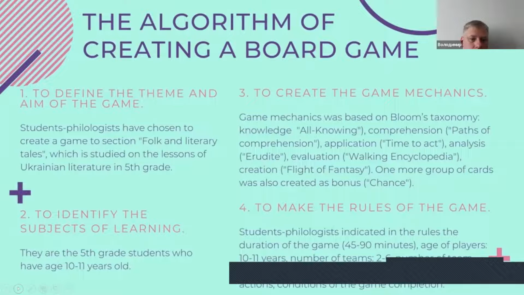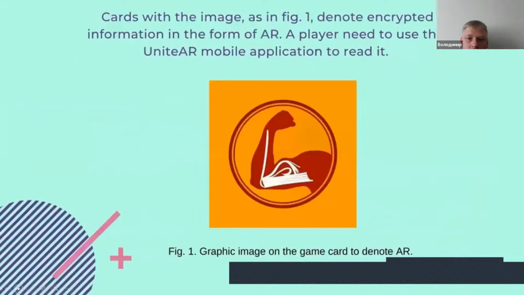In each category of this game, there are 6 one-level tasks. Cards with the image, as in Figure 1, denote encrypted information in the form of AR. A player needs to use the Unite AR mobile application to read it.